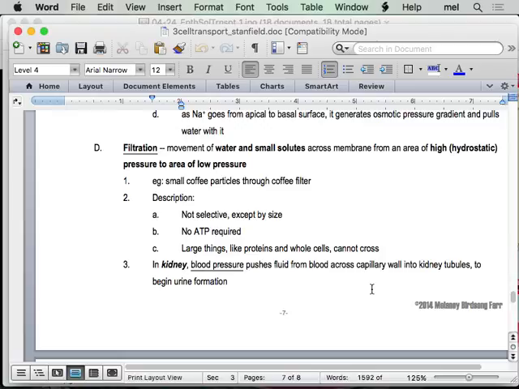Filtration is movement of water and small solutes across a membrane, but it doesn't care about concentration gradients. It's exclusively pressure driven. All fluids move from high pressure to low pressure, right? If you turn on your tap, the reason the water comes out is because it's lower pressure out here than it is in the tap and the pipes behind. So filtration will move water and small solutes across a membrane from areas of high pressure to low pressure. And the metaphor that works is making coffee in a coffee filter.